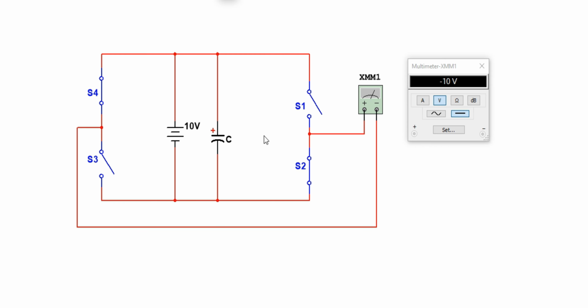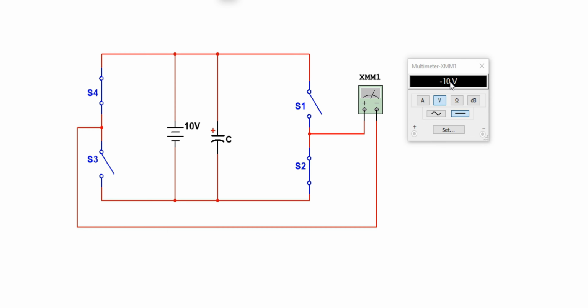Now we will see the operation of full bridge configuration. In this case, this capacitor is charged through a 10 volt source and these four switches are placed in place of IGBTs. Now as we discussed in the lecture, at a time only two corresponding cross-configuration switches are active while the other two remain inactive. At this state we are getting minus 10 volt.